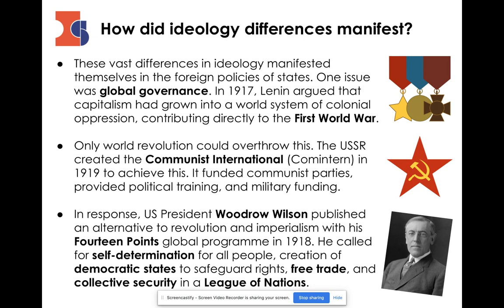Yes, European colonialism was evil, and he called for self-determination for all people in the world. But he said the creation of democracy and the safeguarding of human rights was the way to achieve that. More trade, not less trade, more capitalism would be a way of bringing nations together. And collective security through the League of Nations, a forerunner to the United Nations, would be a way to bring harmony globally. So two rival visions of what the world should look like emerged after World War I.